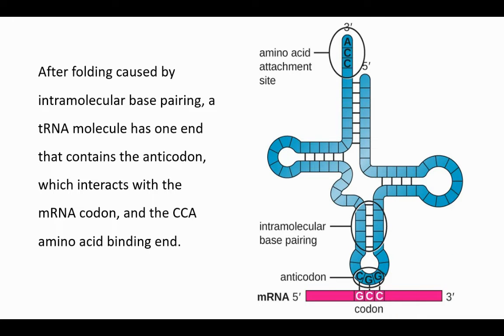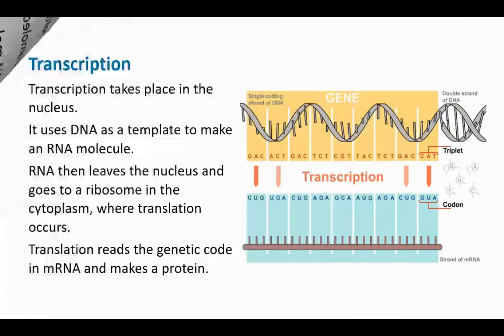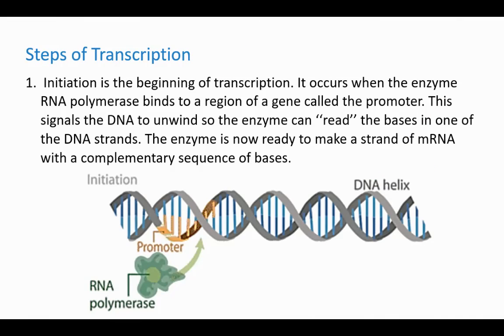Okay, so let's talk about transcription. Take note that transcription happens inside the nucleus. It uses DNA as a template to make the RNA molecule. Then the RNA leaves the nucleus and goes to the ribosome in the cytoplasm where translation occurs, and translation reads the genetic code in the mRNA and makes a protein. Let's go to the different steps. First, there are actually three steps: initiation, elongation, and then termination.